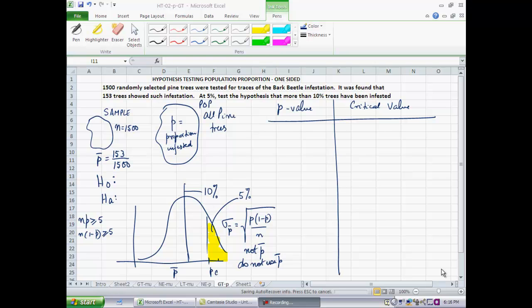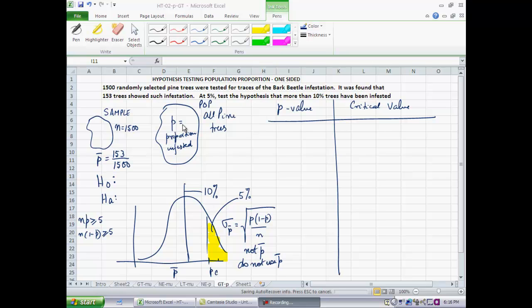So you can see over here that the population we are dealing with is the population of all pine trees. The population parameter that we're interested in, P, is the proportion of all pine trees that have been infested, and we're trying to do a hypothesis test on this.